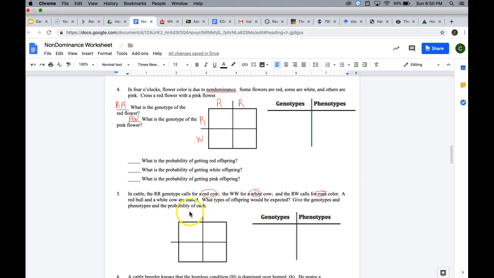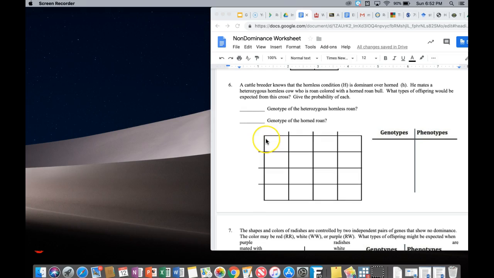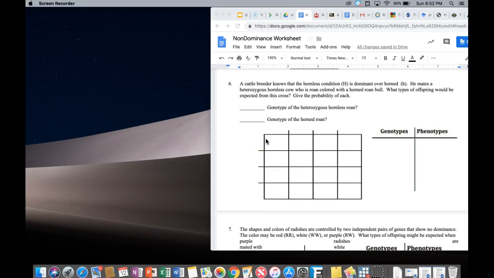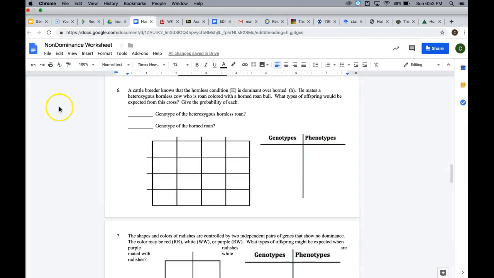So a red bull. So we'll do red. Cross with a white cow. And then you do the rest, okay? So I gave you those. So red, white, and you're good to go, okay? So let's go on to 6. Okay, let's go to 6.